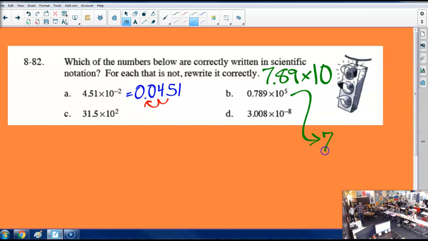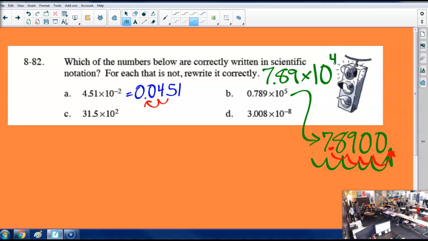So if we take the advice of Mr. Hudson and write this out in standard form first, it's 1, 2, 3, 4, 5, right? My decimal lands right here. So if I put the decimal here, up here, how far does it need to go to get where it belongs? Four.